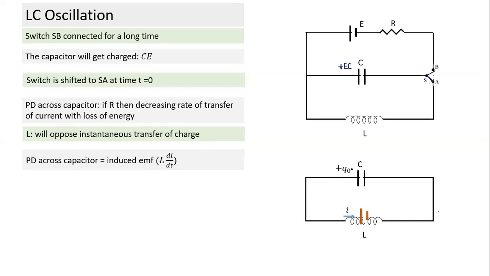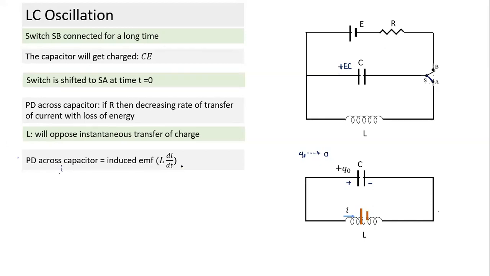Q0 will not remain constant; it will keep on decreasing. As the current starts flowing, the charge on the capacitor keeps decreasing, which means the potential difference also keeps decreasing. But the polarity will remain the same. While the charge decreases from Q0 to 0, this side is always positive and this side is negative. So the polarity is not changing, and the potential difference across the capacitor remains positive but keeps dropping.